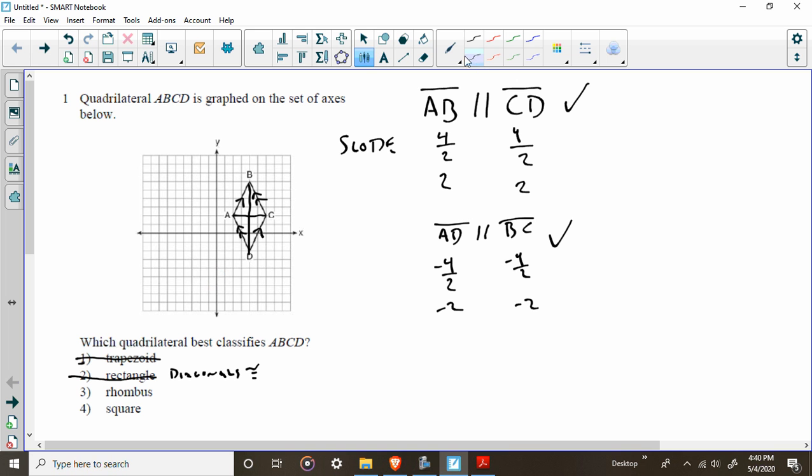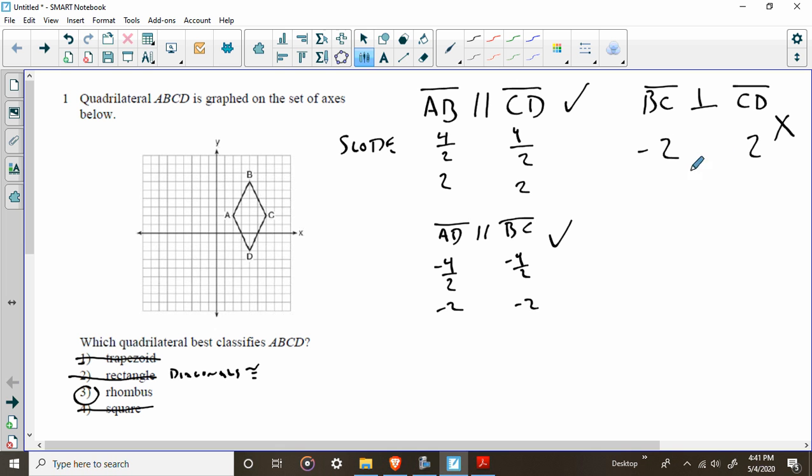So what's the next thing? What would differentiate a rhombus from a square? Pretty much what you're going to look for is, are the sides perpendicular? Now, listen, I know you're looking at this and saying that it's not a square. I know it's not a square, guys, okay? It's clearly a rhombus at this point, but let's just talk about it. Is BC perpendicular to CD? Well, BC has a slope of negative 2 and CD has a slope of positive 2. So no, they are not perpendicular. So therefore we know it is not a square. We know that it is a rhombus.